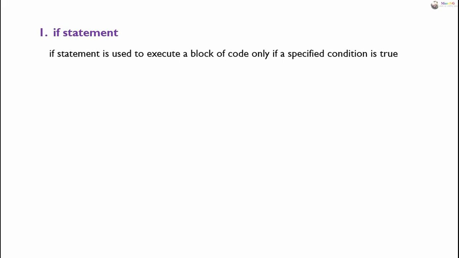If statement is used to execute a block of code only if a specified condition is true. Format: if followed by a condition. If this condition evaluates to true, then the block of statement which is part of the if block will get executed. So the block of statement which is part of if block will get executed only if the condition evaluates to true.